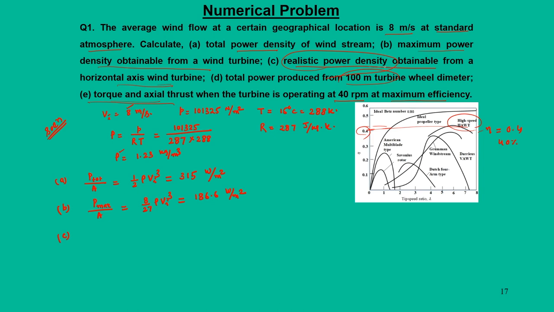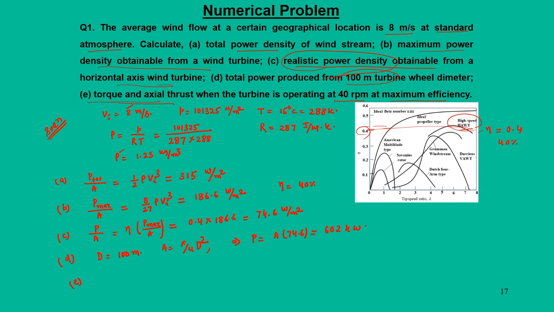Third term is the realistic power density. That means we need to find P by A, that is nothing but efficiency times P max by A, and efficiency was taken as 40% for a horizontal axis wind turbine. So, this term becomes 0.4 into 186.6, which is 74.6 watt per meter square. Next term is the total power produced from a 100 meter turbine wheel. For that, if you take D as 100 meters, A is equal to pi by 4 D square, and once we know A, we can calculate P as A times 74.6, and this number is 602 kilowatt.